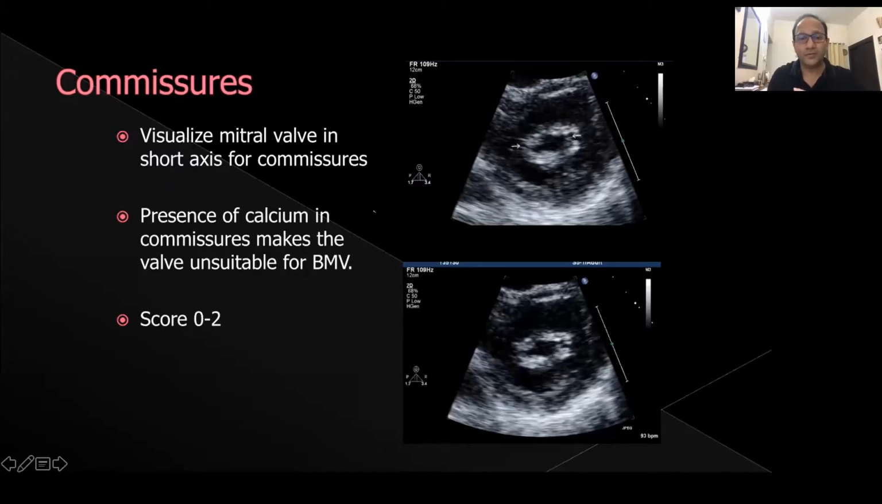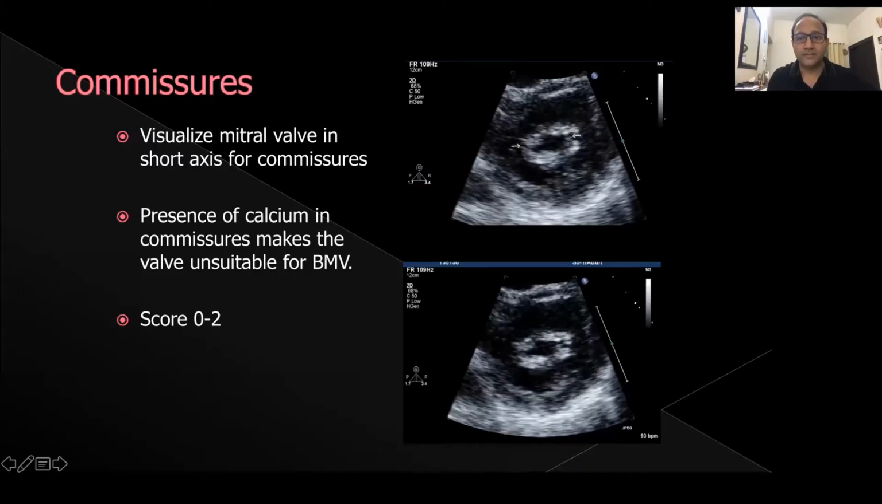And for those who don't have advanced echo machines where you can use an X-plane, what I do is that you go down towards the papillary muscles and you come up. As you start coming up towards the base of the heart, that's where the mitral valve is. From the apex, you come towards the base of the left ventricle. You'll start seeing the leaflets. When you can see both the leaflets together, that is the tip of the mitral valve, and that's where you should be measuring or planimetering the area in mid-diastole.